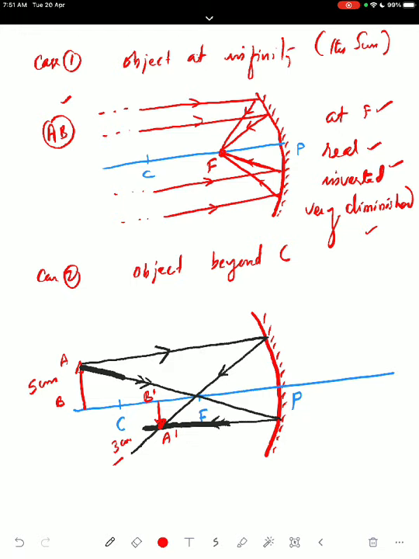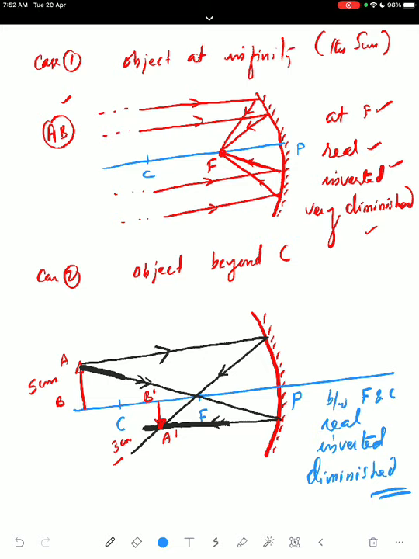Diminished. Okay, so we'll write here the location of the image. You can see that the image is between F and C. It's a real, inverted image and diminished. That means the size of the image is smaller than the size of the object. That is the meaning of diminished: the image is smaller in size.